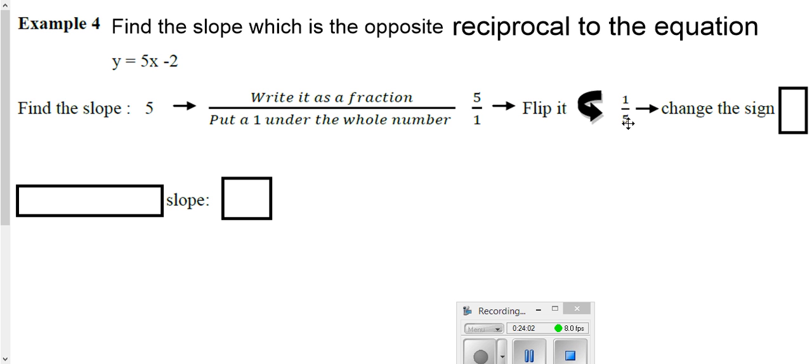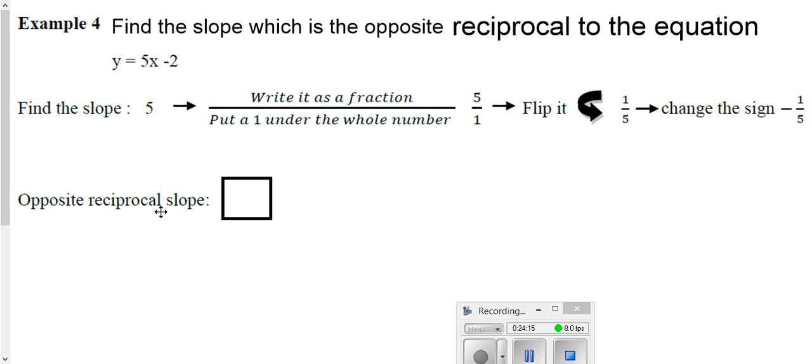So now the first step of the opposite is flipping it, 1/5. Then we have to change the sign. This was positive, so the new one will be negative. So the opposite reciprocal slope of 5 is -1/5.